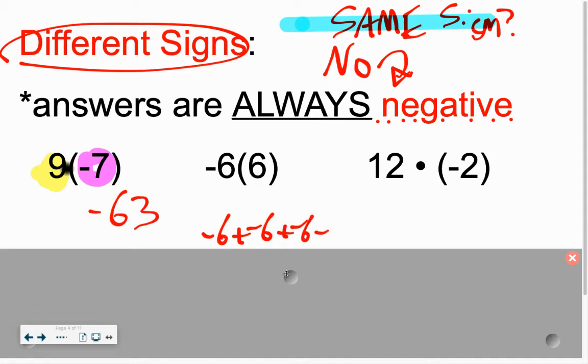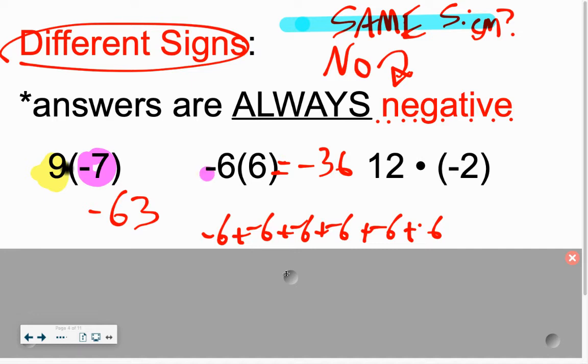Plus a -6, plus a -6, plus a -6, plus a -6. When you add up all of those, -6 plus -6 plus -6, it gives you -36, because you have borrowed, you have 6 -6s. You have borrowed $6 from me 6 days in a row.